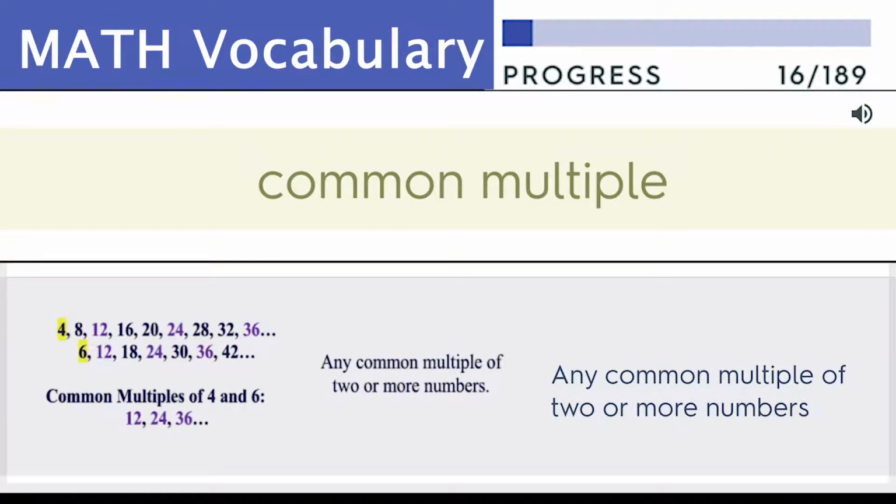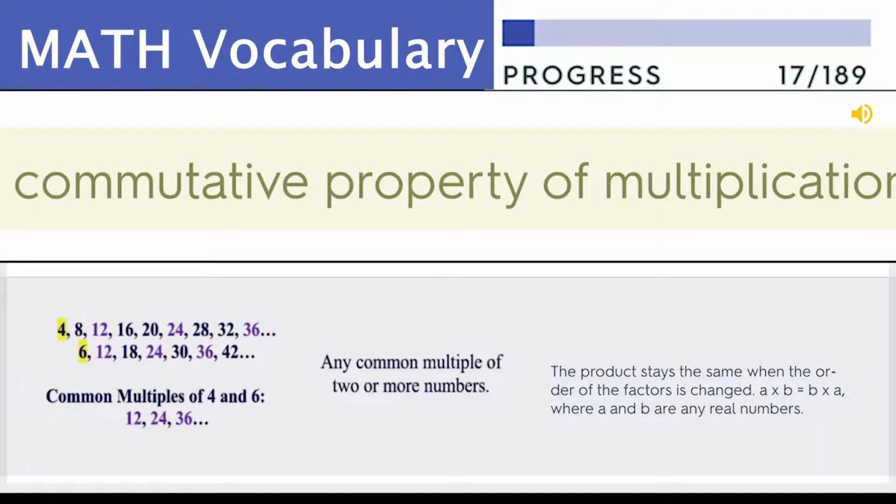Common multiple. Any common multiple of two or more numbers. Commutative property of multiplication. The product stays the same when the order of the factors is changed. a × b equals b × a, where a and b are any real numbers.